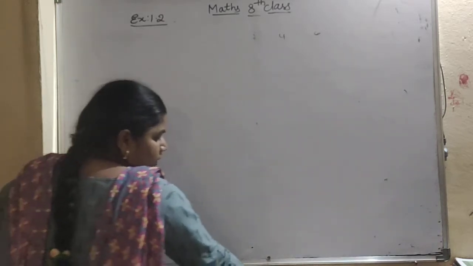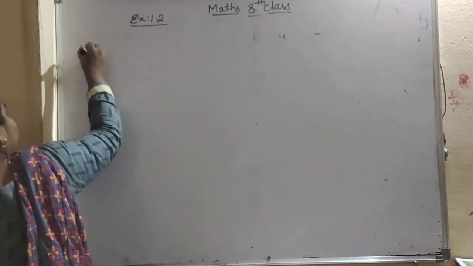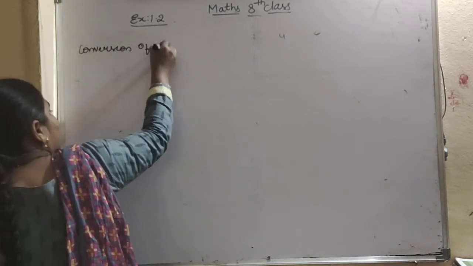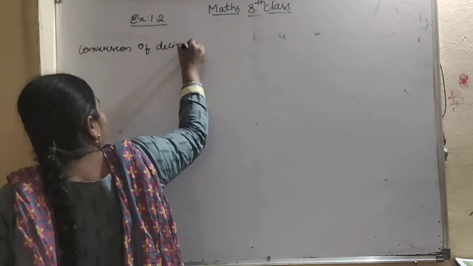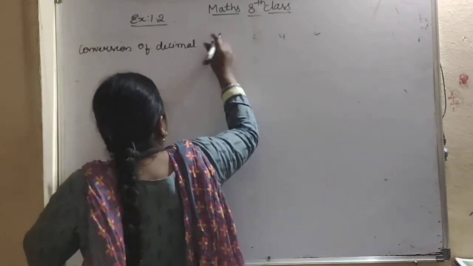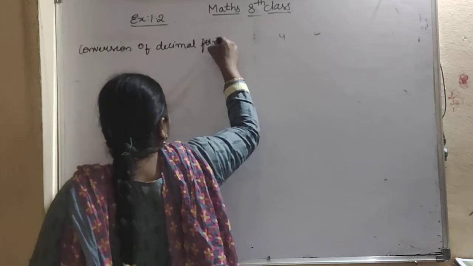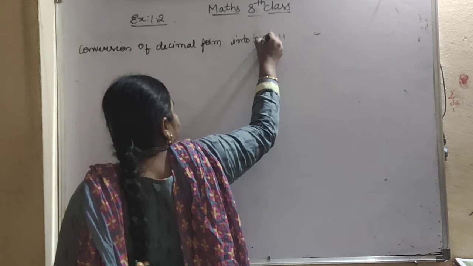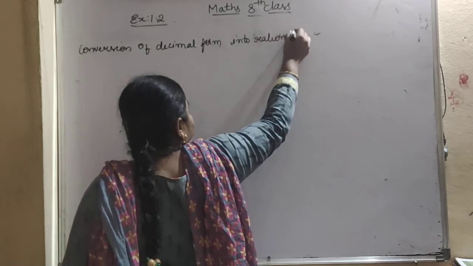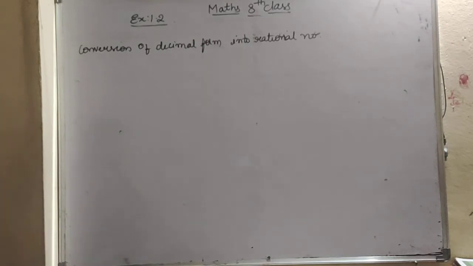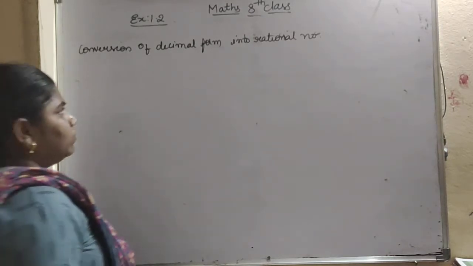So what is the topic? Conversion of decimal number, decimal form, into rational number. Okay, so how to convert a decimal number into rational number we will check.